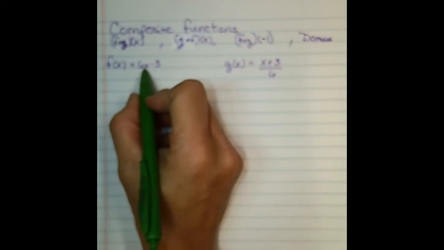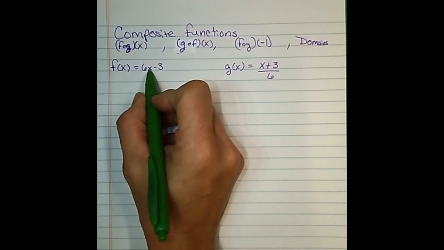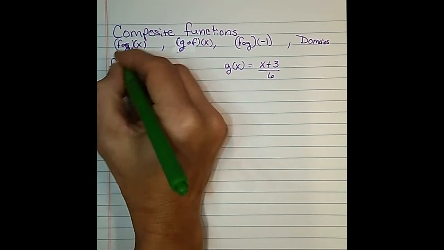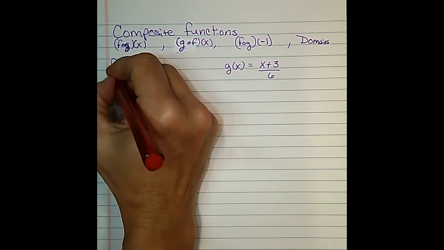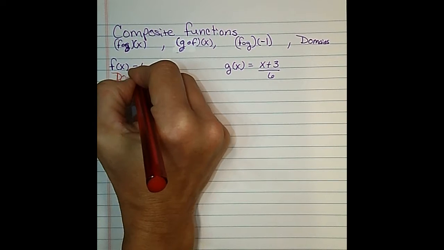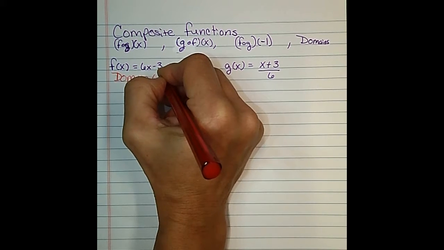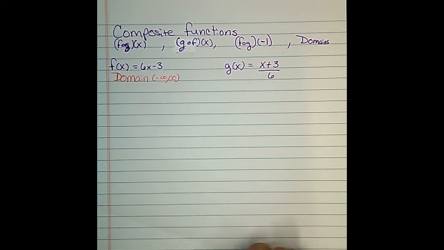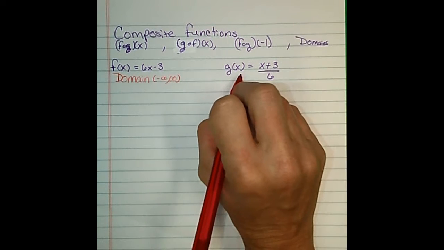So in this particular case, whatever I plug in for x times 6 minus 3 is going to yield a real number no matter what. So my domain here is going to be all real numbers, so negative infinity to positive infinity. So let's look at the function called g of x.